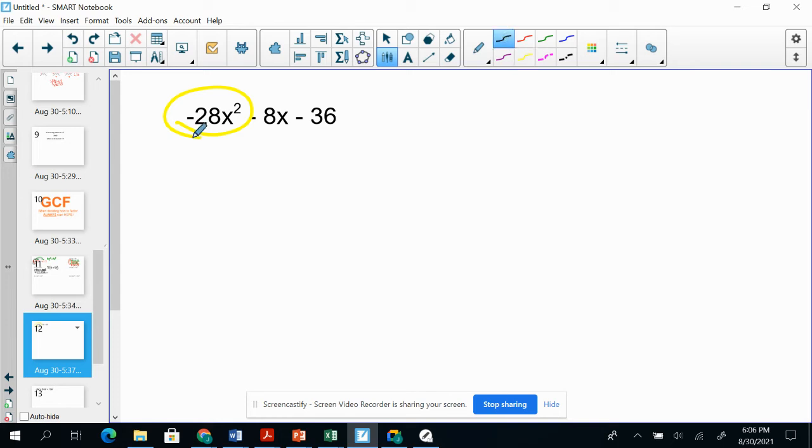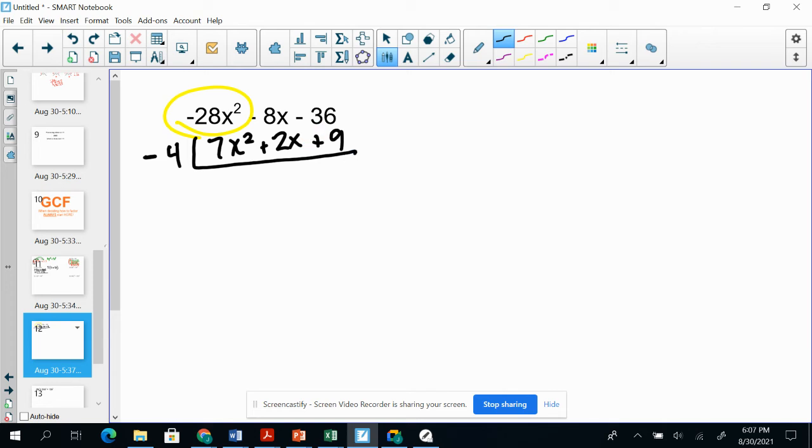So we are going to pull out a negative first, for sure, because we want this to be positive. We have an 8 and 36 and a 28. I'm going to go with 4, I think. Yep. I'm going to pull out a 4 first. So 4 times 7 is 28, and it's a negative 4, so that's a positive 7 x squared. Negative 4 times a positive 2 gives me that 8, and then we've got our x. And negative 4 times a positive 9 gives me a negative 36.